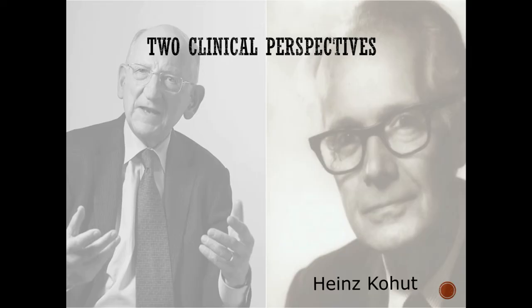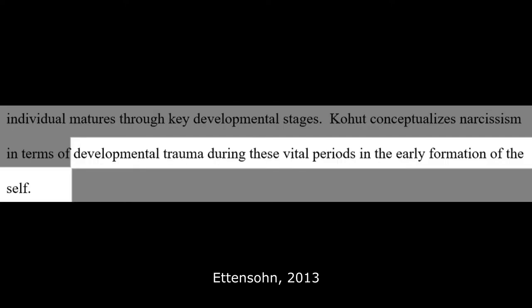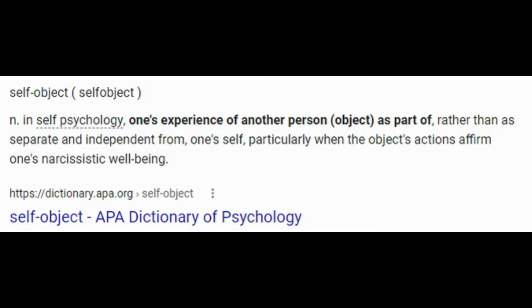In contrast to Kernberg, Heinz Kohut took a more empathetic approach to conceptualizing and treating narcissism. His work resulted in the development of self-psychology. Kohut identified early unmet emotional and developmental needs that seemed to dominate his work with narcissistic patients. He identified a unique form of transference called self-object transference, in which narcissists relate to others in a way that is designed to shore up or buffer their own fragile self-esteem.